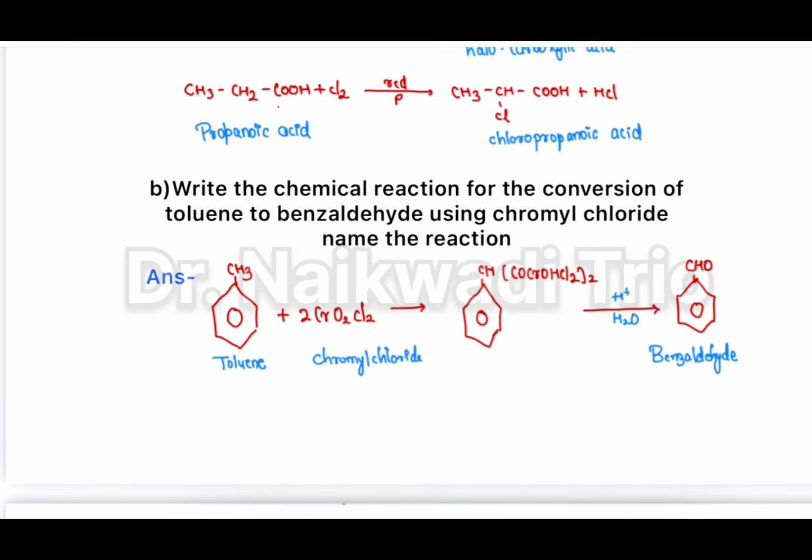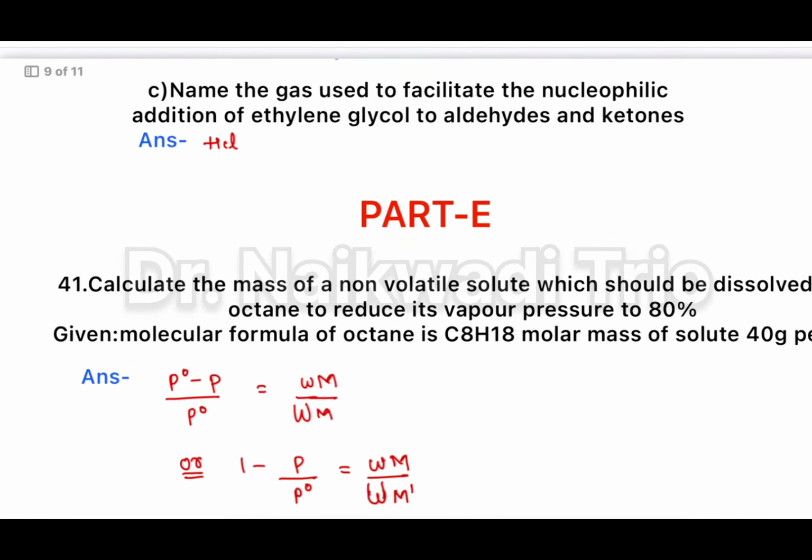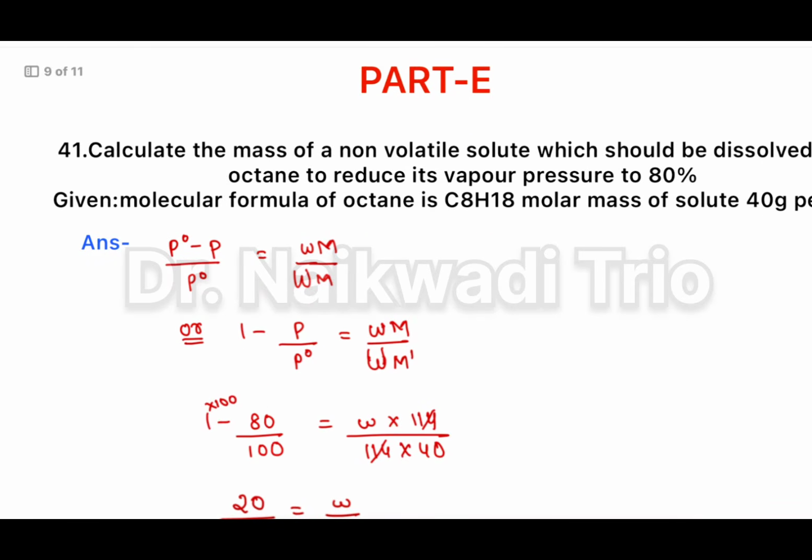Next, question B is: write the chemical reaction for the conversion of toluene to benzaldehyde using chromyl chloride, and you have to name the reaction. So this reaction you have to mention. Now C is nothing but the gas used to facilitate the nucleophilic addition of ethylene glycol to aldehydes and ketones. That is HCl.